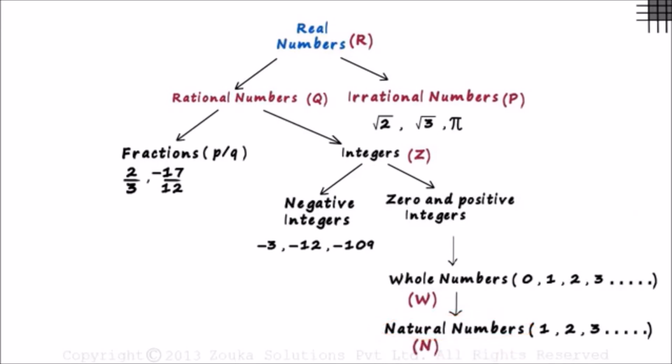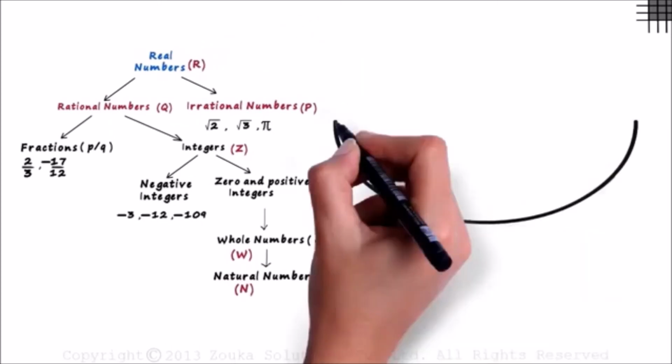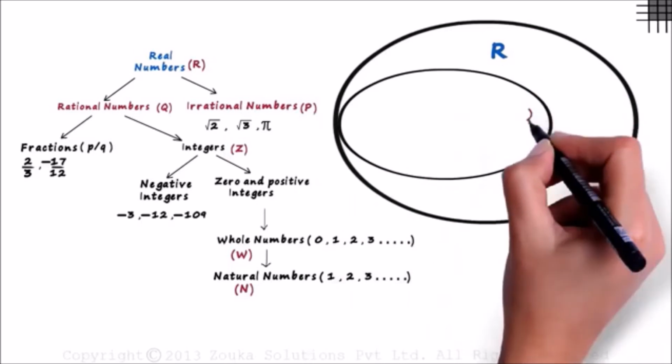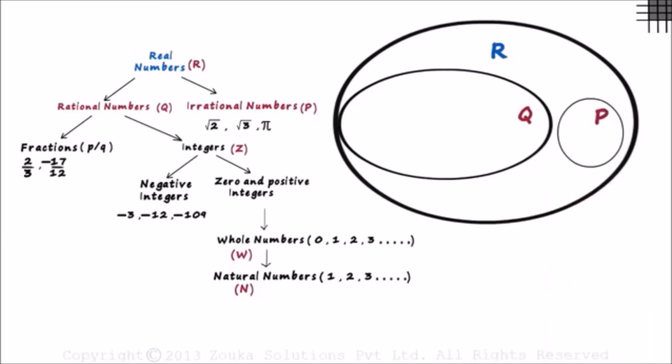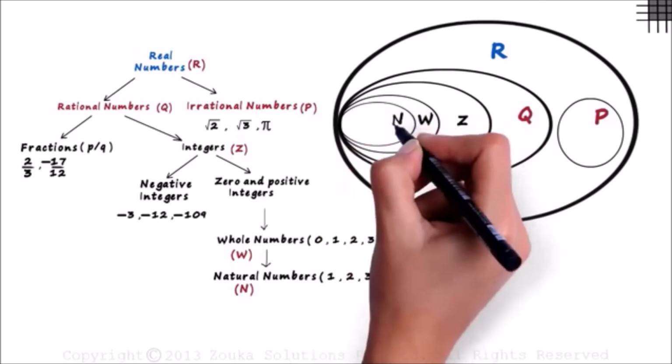Let us understand this chart through a diagram. Let this be the entire set of real numbers. With real numbers, we have rational numbers and irrational numbers. Within rational numbers, we have integers. And within integers, we have whole numbers. And within whole numbers, we have natural numbers.